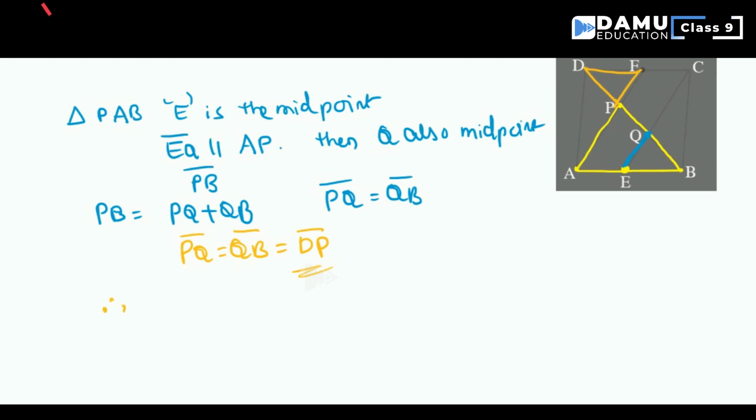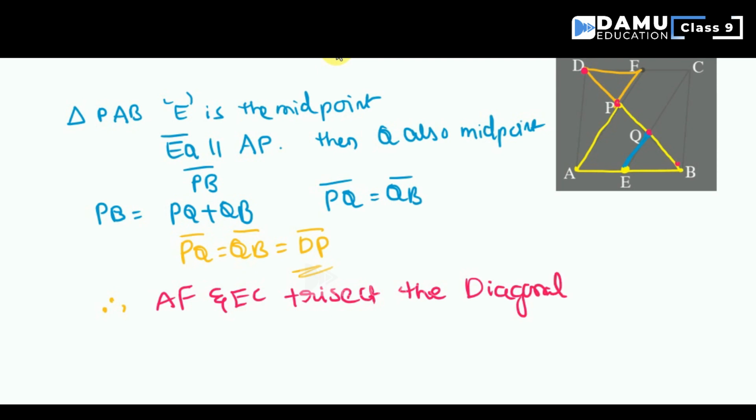Therefore, finally, these sides are all equal, so from all these conditions, AF and EC trisect the diagonal BD. Like this we need to show, because here we are making three equal parts.